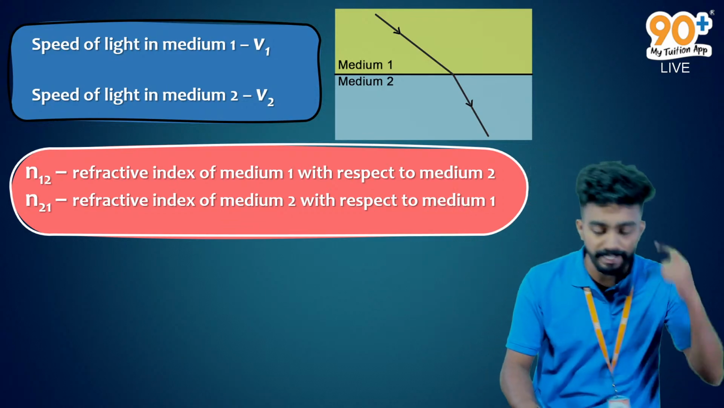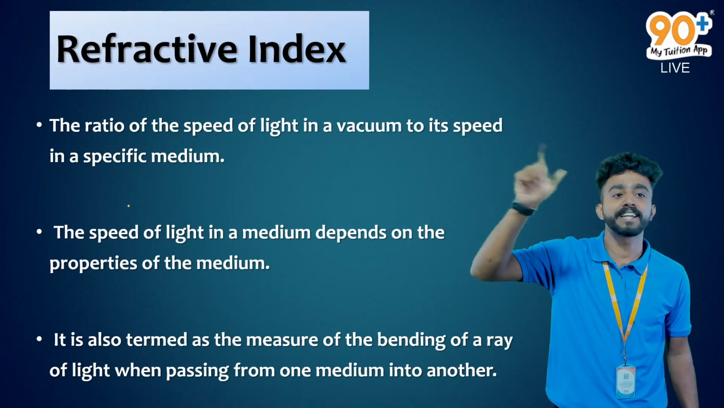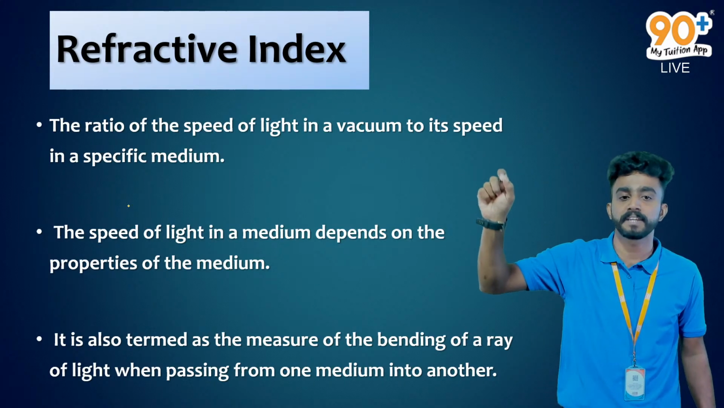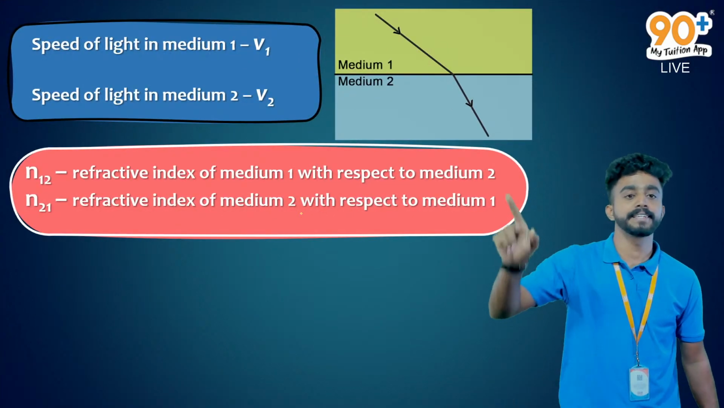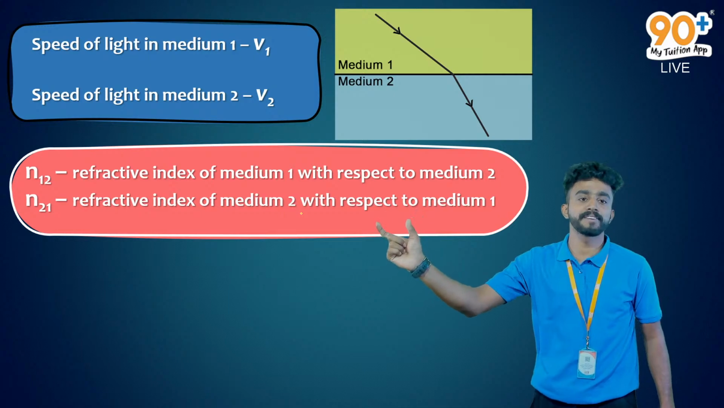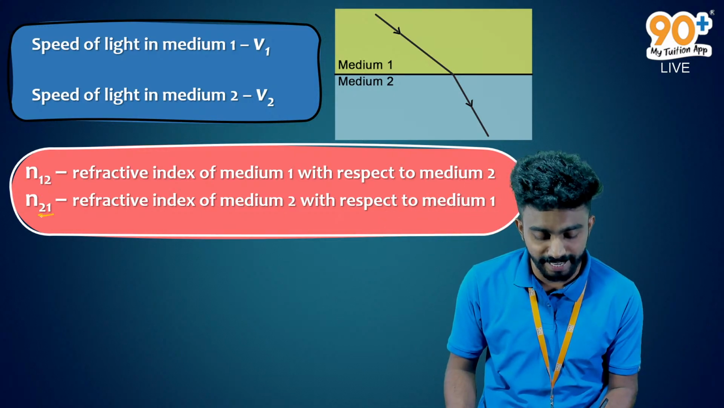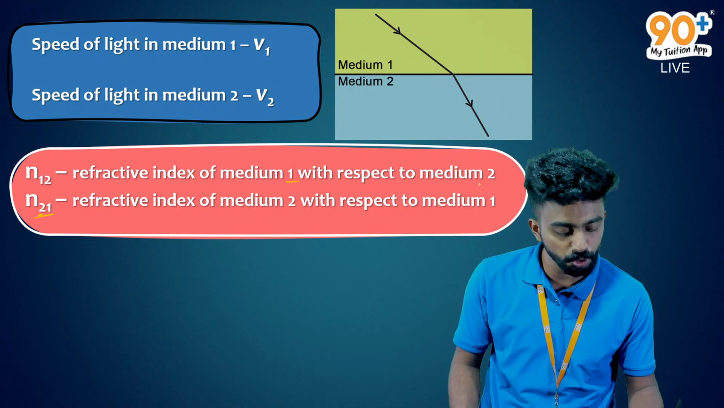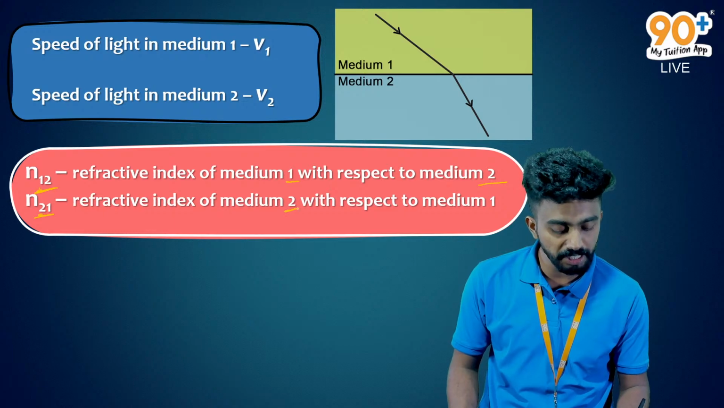So before we write, think about refractive index. What is refractive index? Ratio of speed of light in vacuum to its speed in a specific medium. Got it? So, when you are writing refractive index of medium 2 with respect to 1, we will mark it as N21. 1 with respect to 2, we will mark it as N12. So, this denotation, please don't forget.